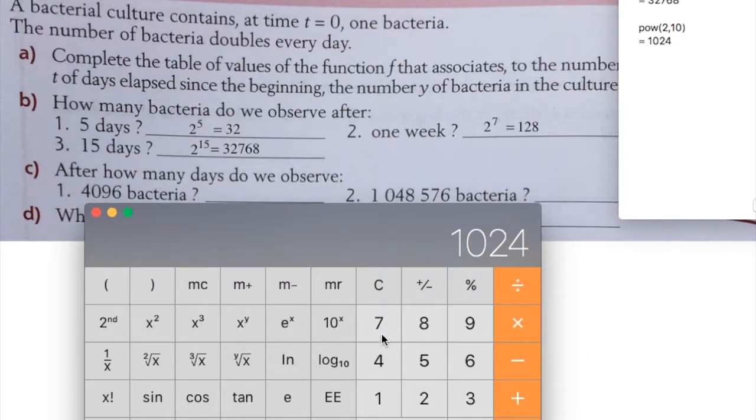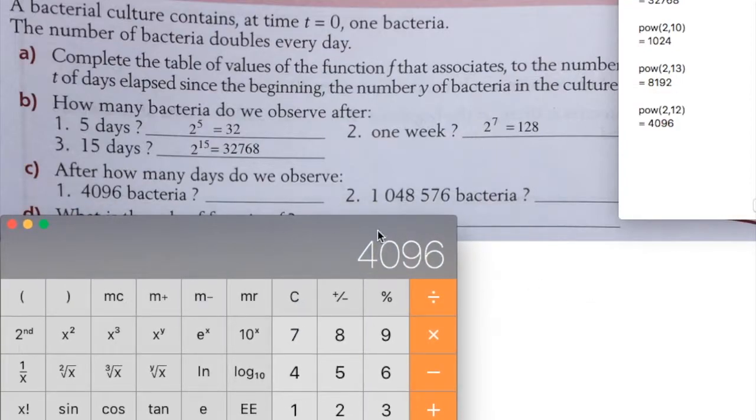Well, let's try 2 to the 13 then. So 2 to the power of 13 is 8,000. That's too high. So 2 to the 10 is too low, 2 to the 13 is too high. So it's 11 or 12, right? So let's try 2 to the power of 12. Bingo, right on. So it's 2 to the power of 12. So we could do it like that.